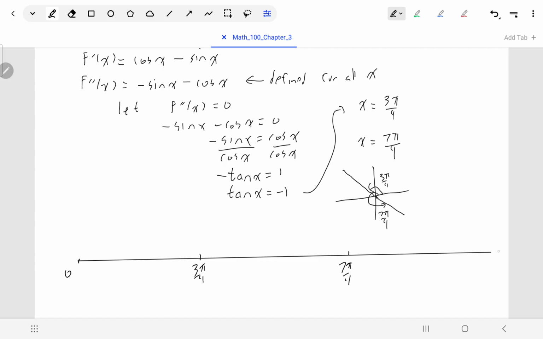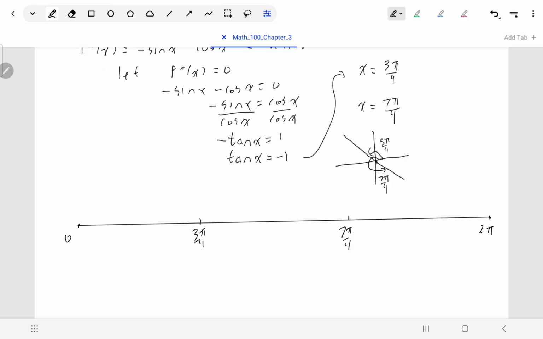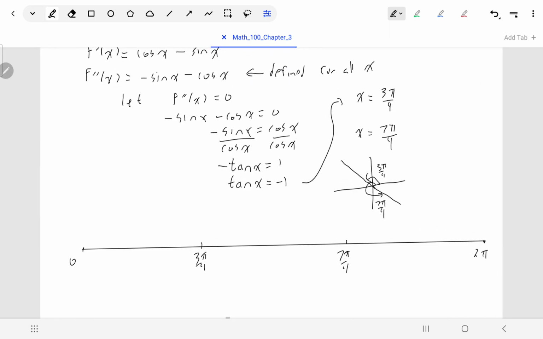We're looking at this function going from 0 to 2 pi, so I will have to make sure that when I pick my test points, I pick something between 3 pi over 4 and 0, and I pick something between 7 pi over 4 and 2 pi. So let's get into this one. Let's start with between 0 and 3 pi over 4. Probably the easiest thing for me to select would be x being pi over 2.